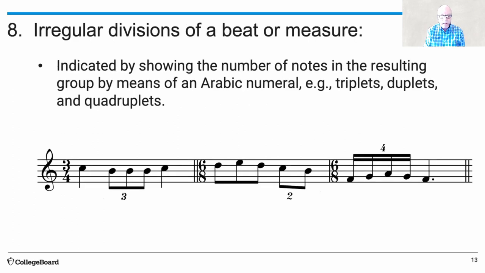Number eight, irregular divisions of a beat or measure. These are indicated by showing the number of notes in the resulting group by means of an Arabic numeral, for example, triplets, duplets, and even a quadruplet in this example.